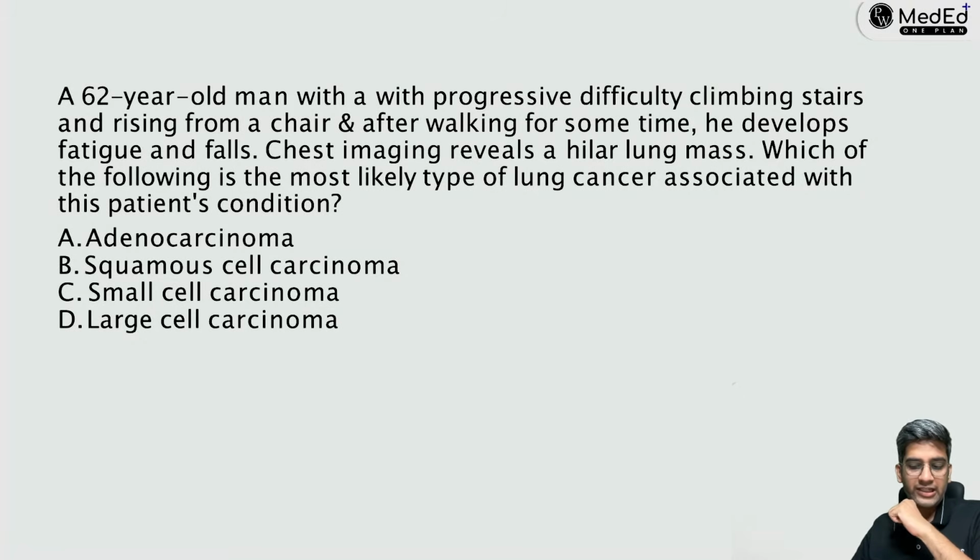A 62-year-old person with difficulty climbing stairs and rising up from a chair, fatigue, and falls. Chest imaging, a CT scan, shows a hilar mass in the lung. Which of the following types of cancer is most likely to be associated with this condition?